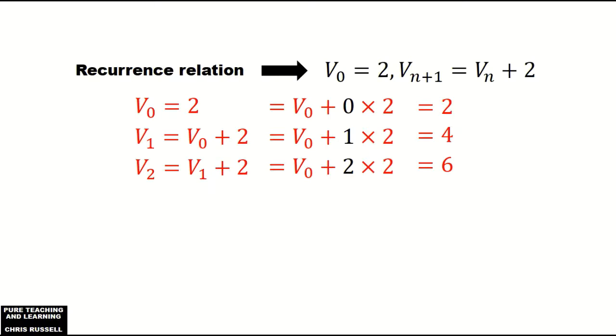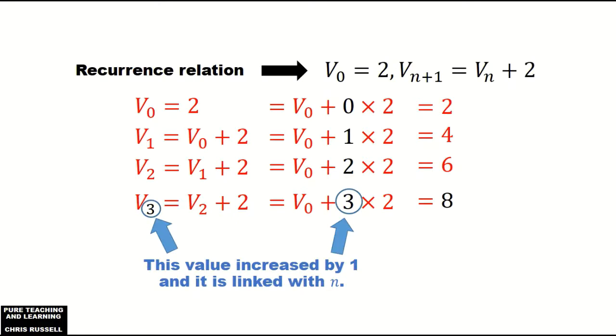Now that's what we had before. Let's go to the third term and see what happens. V3 equals V2 add 2. We know that equals 8. So that's what we're trying to find, that third term in the sequence. But it can also be written like this: V0 add 3 multiplied by 2. And what we're trying to do is figure out a way on how we can actually get 8 straight away without having to go through each term.